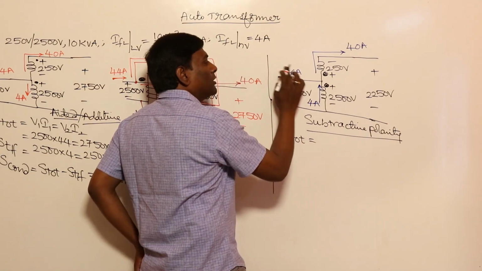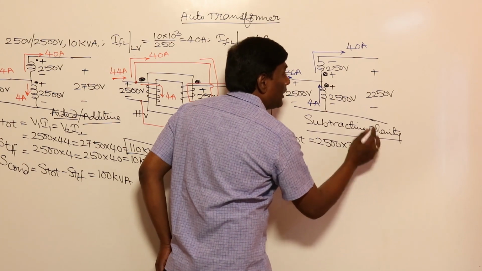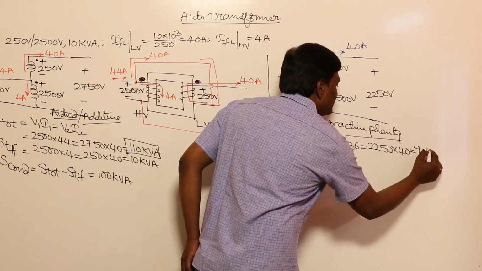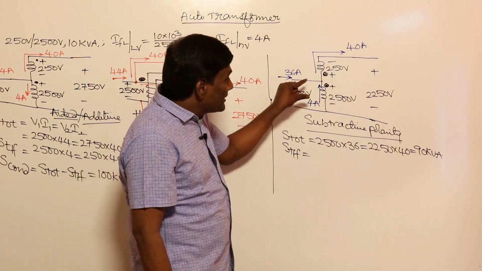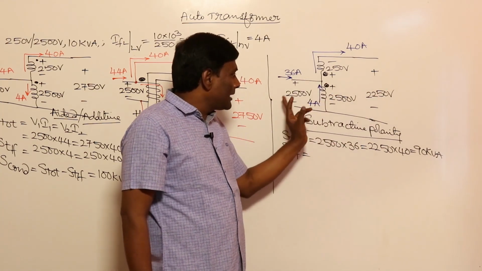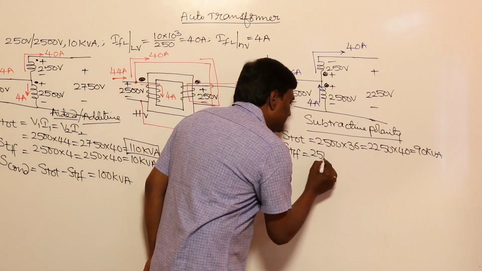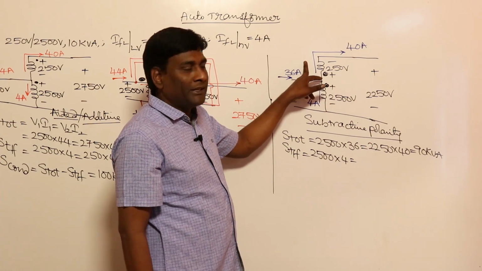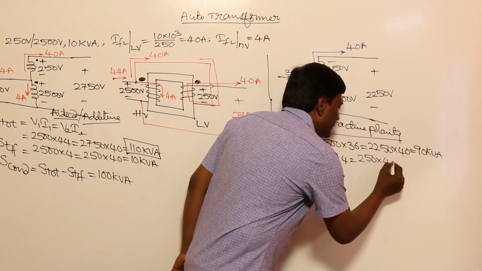Okay, now let us calculate S total. S total equal to V1 I1 or V2 I2. V1 I1 is 2500 into 36, or V2 I2 is 2250 into 40, which is 90 kVA. Now let us think of S transformer action. It is nothing but S of combined between primary and secondary, or S of separate only to secondary. S of combined is 2500 voltage multiplied by current flowing through this, which is 4. So 2500 multiplied by 4, or we can think of 250 into 40 separate, because this winding is going to be separate on HV side only. So 250 into 40 is going to be 10 kVA.